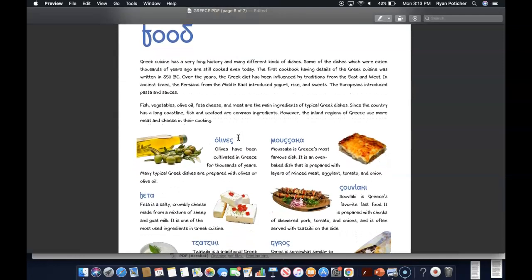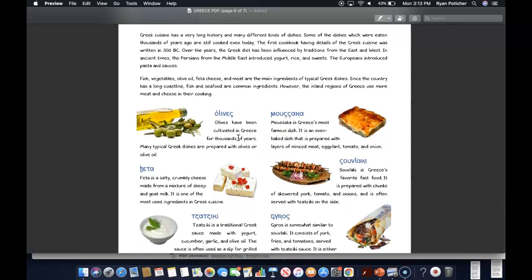Now let's move on to the next section on food. So Greek cuisine has a very long history and many different kinds of dishes. Some of the dishes which were eaten thousands of years ago are still cooked even today. The first cookbook having details of Greek cuisine was written in about 350 BC. Over the years, the Greek diet has been influenced by traditions from the East and West.